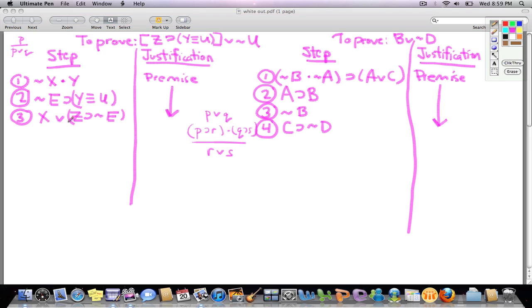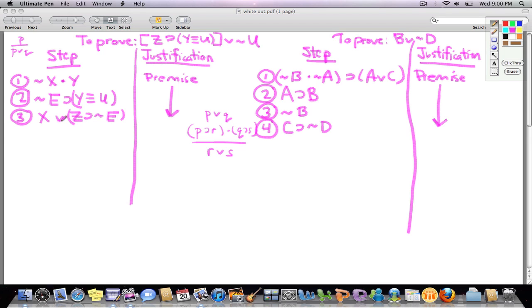Scanning what we have, in premise 2 we have if not e, then y if and only if u. In premise 3, as a part of it, we have if z, then not e. If we get that second part of line 3, we could set up a hypothetical syllogism. Watch the pen here. If z, then not e. If not e, then y if and only if u. Put those two things together, we can get if z, then y if and only if u.